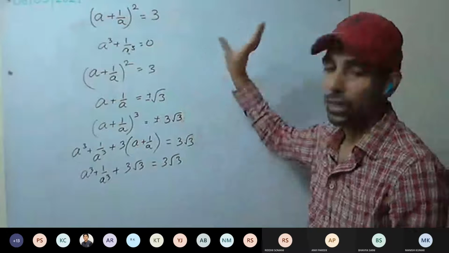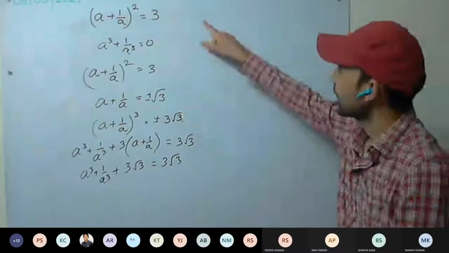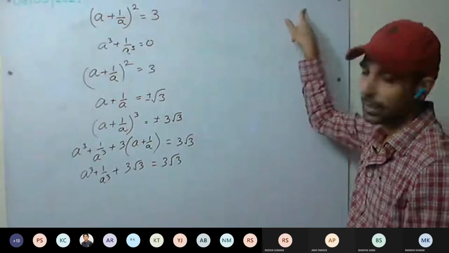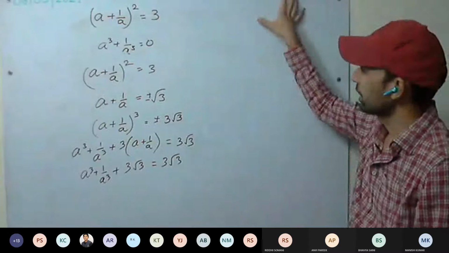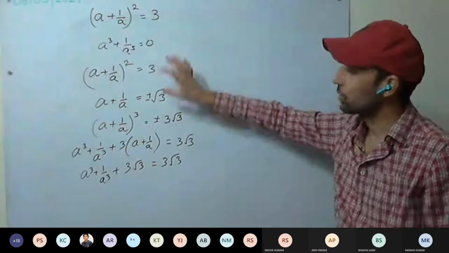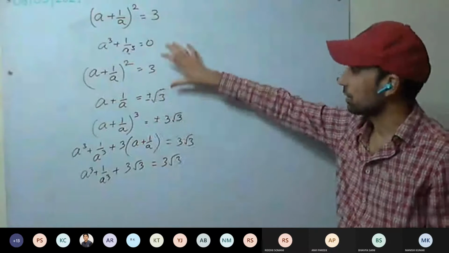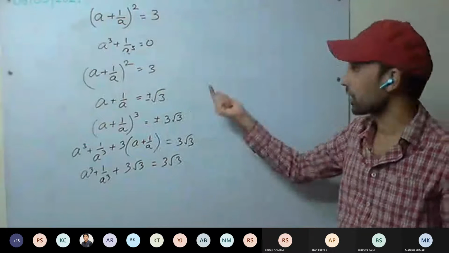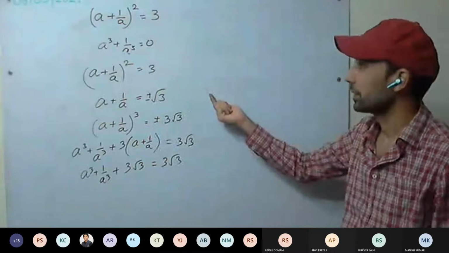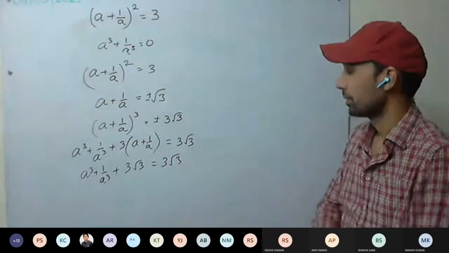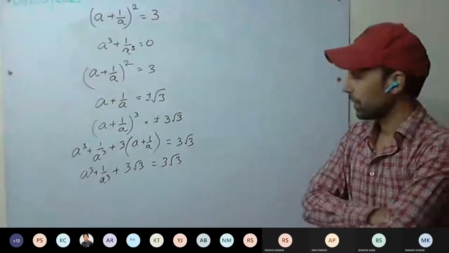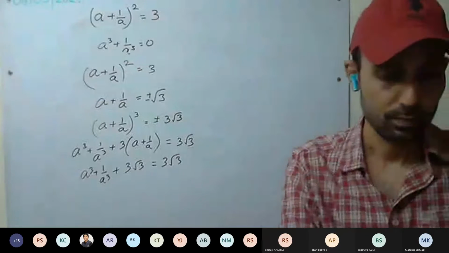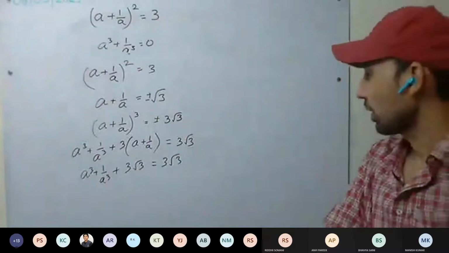For such questions we have only one identity to be used: a plus b, the whole cube, equals a cube plus b cube plus 3ab, in bracket a plus b. How to model our question so that we can use that identity, you have to figure out. These expansions are very easy. So solve this one.